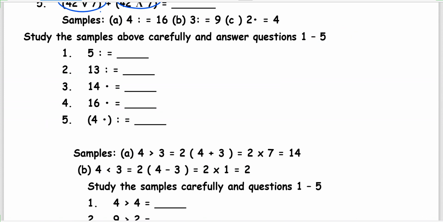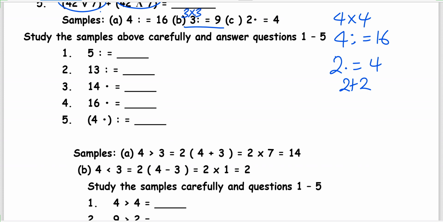Now, for this sample, you see this. You have 4 equals to 16 and 2 dots equals to 4. Now, like I explained, the one with the double dots means you should multiply the number by itself, while the one with the single dot means you should add the number to itself. So 4 times 4 is 16, 2 plus 2 is 4. For this other sample, 3 times 3 is 9, but 2 plus 2 is 4.